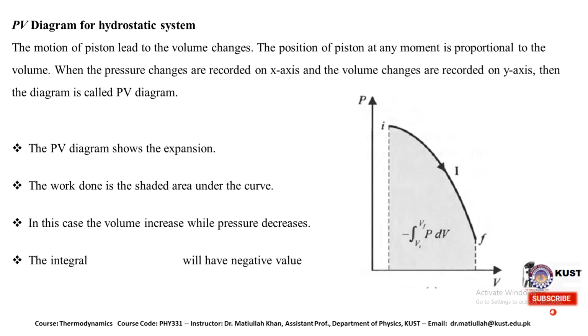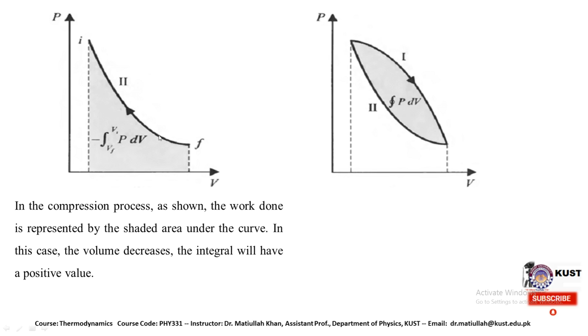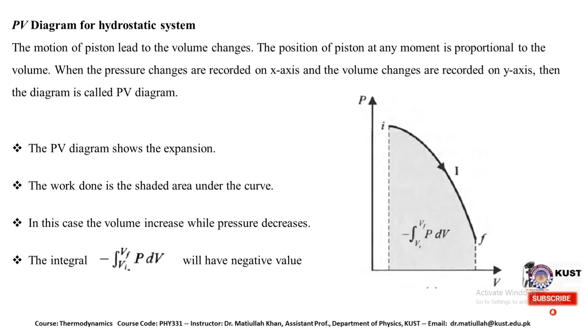We have another case. This is the work done: the integral from Vi to Vf of PdV, and that is negative because this is work done by the system. We have another case when work is done on the system. This is the opposite of the first case. Initially the system moved from I to F. Keep in mind we can easily see the system's direction of motion from the notation here.